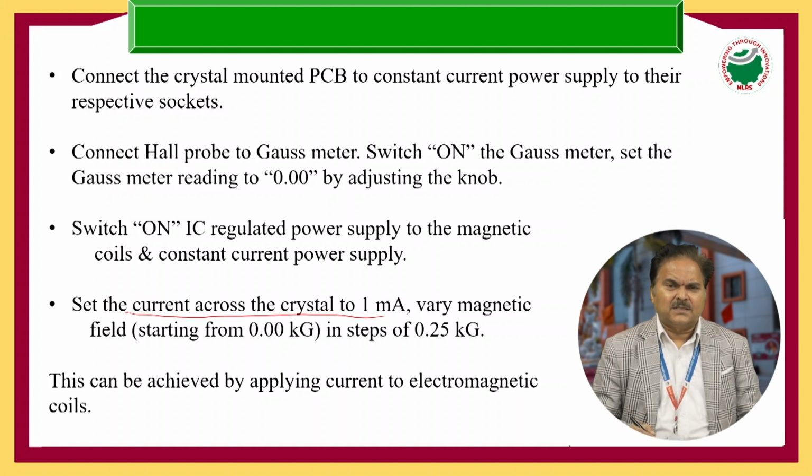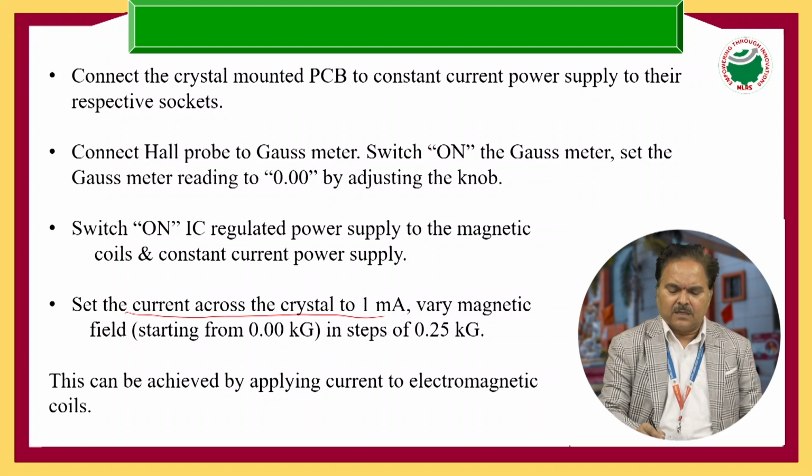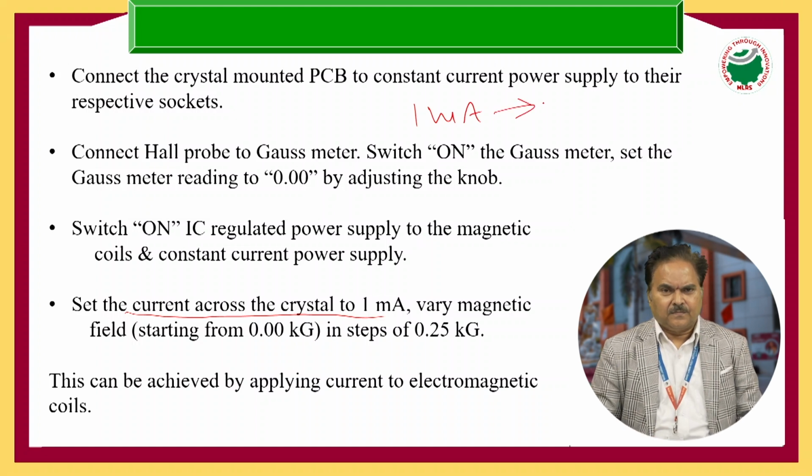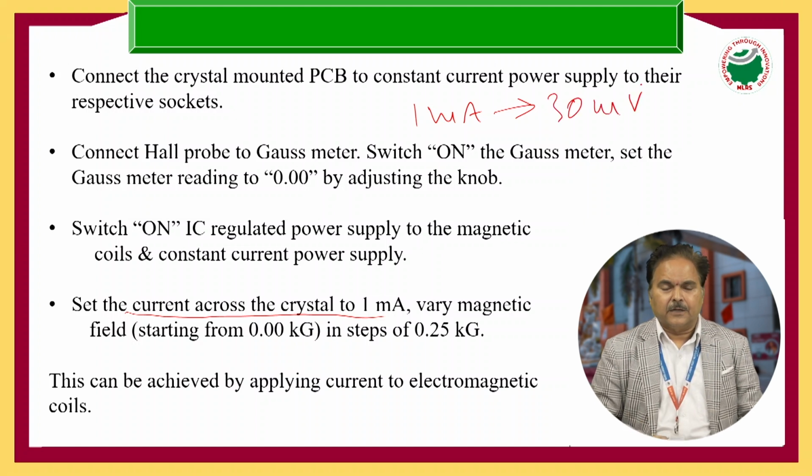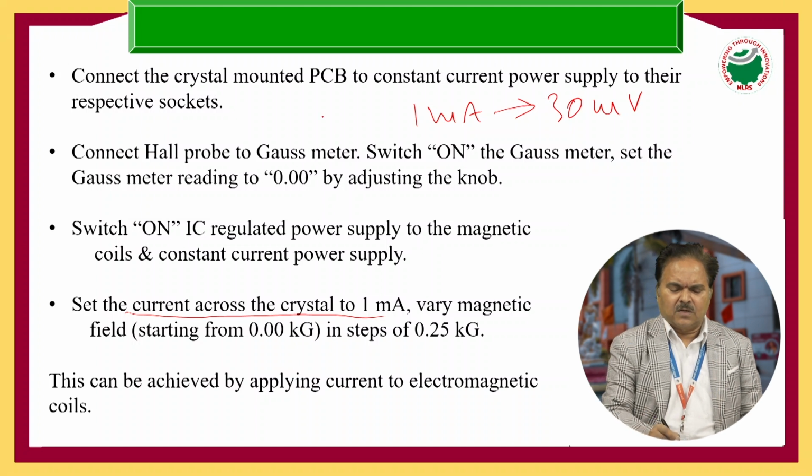The sample we are sending around 1 milliamp current. At 1 milliamp current, what is the voltage? It depends on the sample. Some materials, conductors, will show very high values, but this is a semiconductor, so at 1 milliamp you may get 30 or 40 millivolts. This is without magnetic field, B equal to 0.